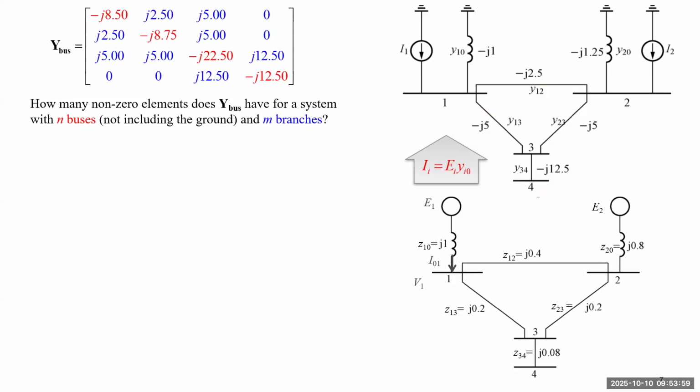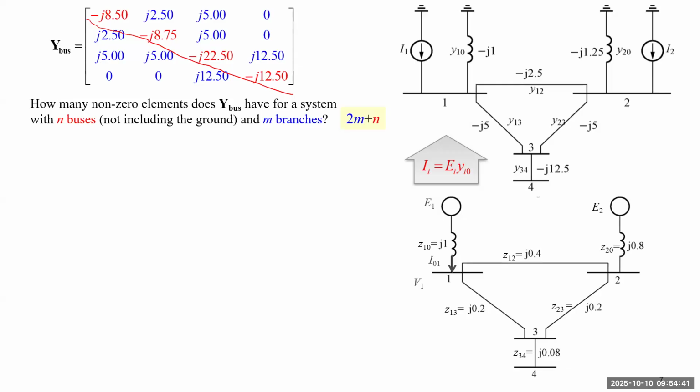To answer this question, we need to first consider the diagonal elements. Diagonal elements have to be non-zero. It has to connect to something, right? If there's one bus not connected to any others, we don't need to include that bus in the system. So all the buses we consider here are connected to at least one other bus, so the diagonal elements will be non-zero.